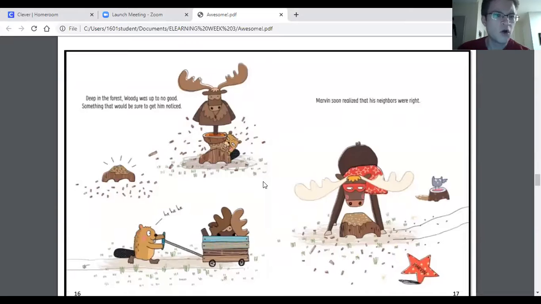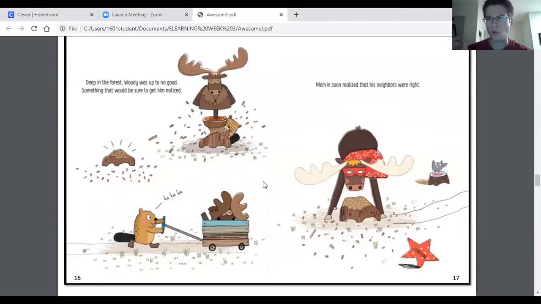Deep in the forest, Woody was up to no good, something that would be sure to get him noticed. Marvin soon realized that his neighbors were right.